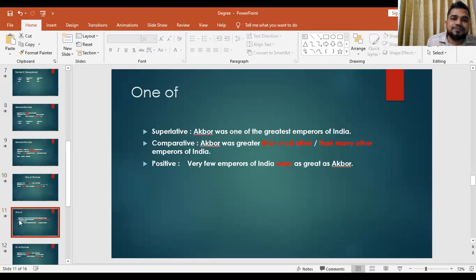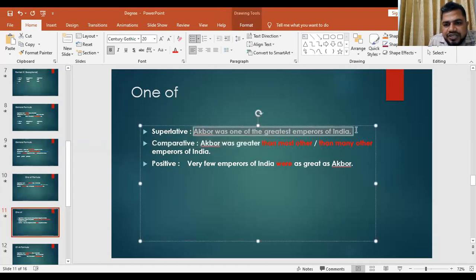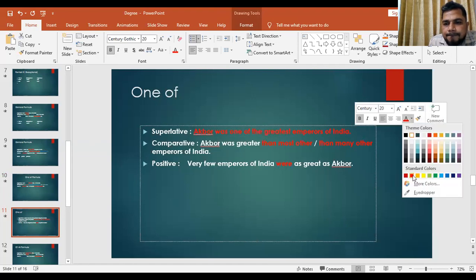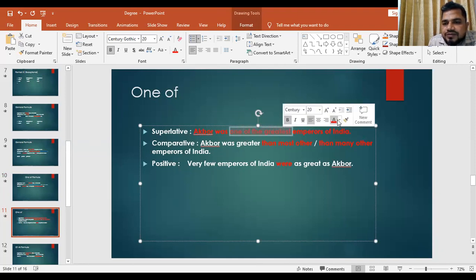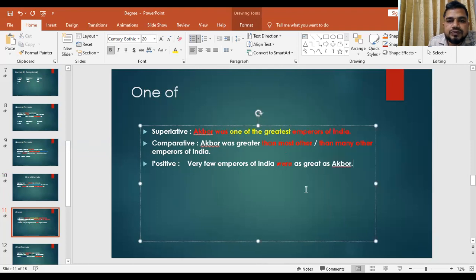Now we'll practice. Akbar was one of the greatest emperors of India. Comparative will be, that means this is one of the greatest: Akbar was greater than most other, or than many other emperors of India. And the positive degree will be: very few emperors of India were as great as Akbar, not was.